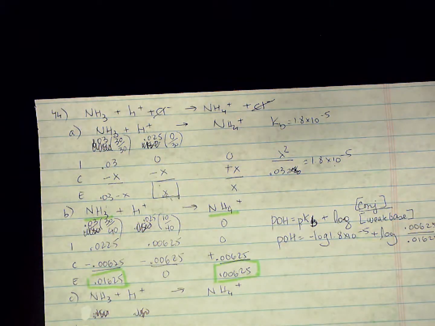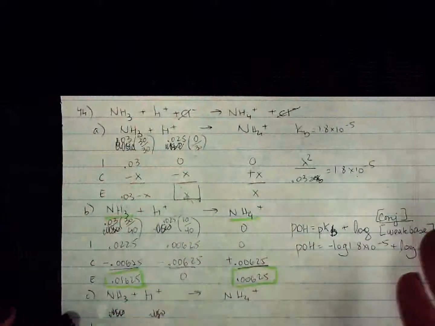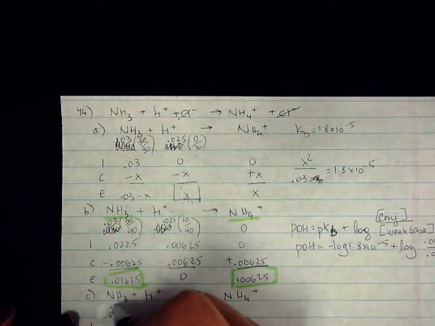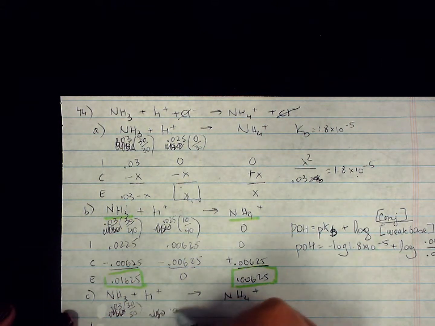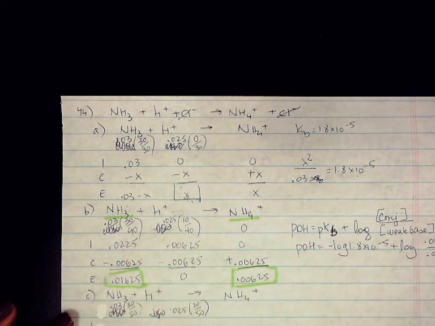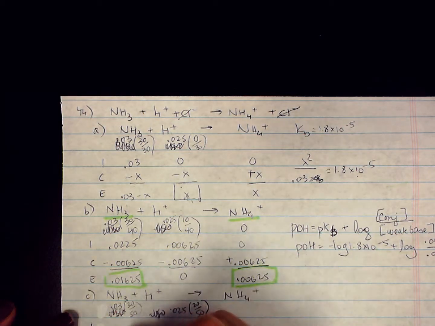Next, take a look at C. In part C, they want me to add 20 milliliters of acid. Okay, so we would do basically the same thing. You adjust the concentration, so it's 30 over 50. You adjust this concentration, it's 20 over 50. All right, so let's see. So this is 0.018. And for the acid, it's 0.01. Okay, this is still limiting.